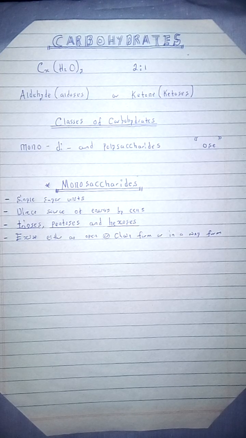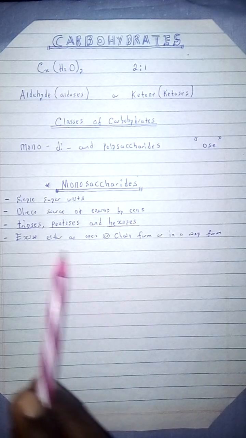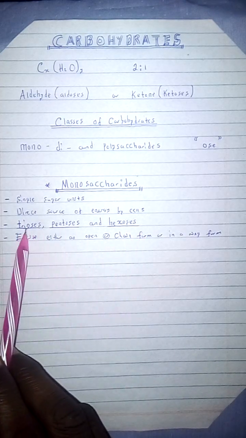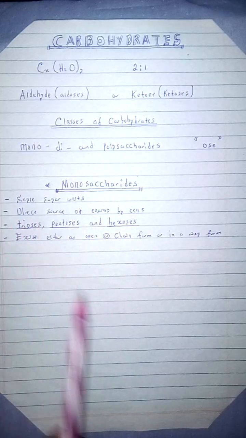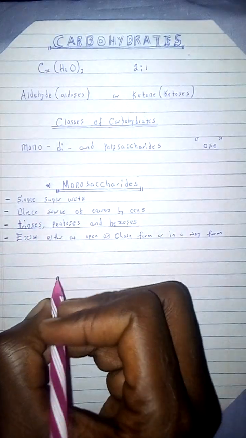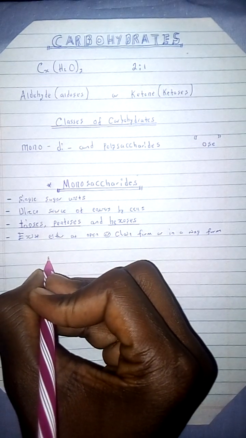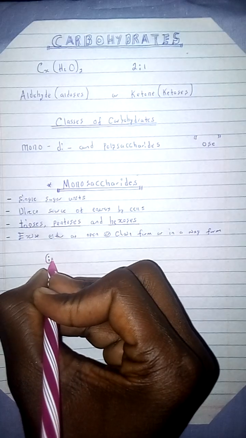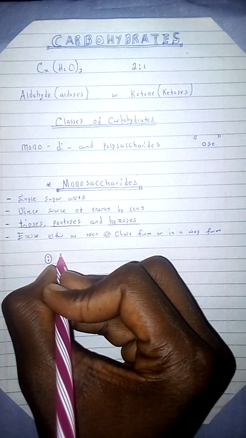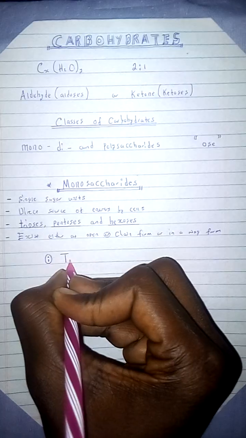Well, we are in monosaccharides. We've discussed the classes of monosaccharides. The most common forms of monosaccharides are these three. Among these three, let's start with trioses now. So we are now on trioses.